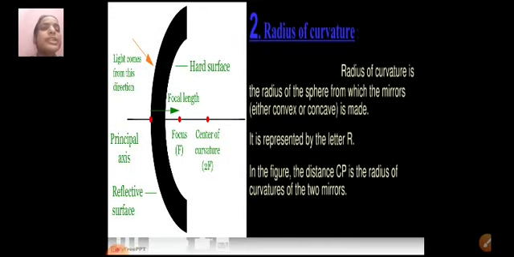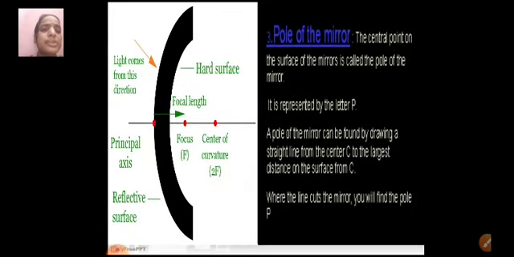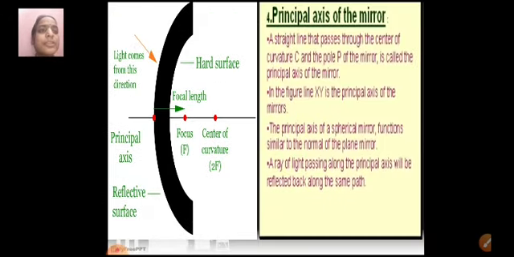Now next we have the radius of curvature. The radius of curvature is the radius of the sphere from which the mirror is made. It is represented by the letter R. Next we have the pole of the mirror. The central point on the surface of the mirror is called the pole of the mirror and it is represented by the letter P. The pole can be found by drawing a straight line from the center to the largest distance on the surface from C. Where the line cuts the mirror will be the pole. Here you can see that this is the pole.